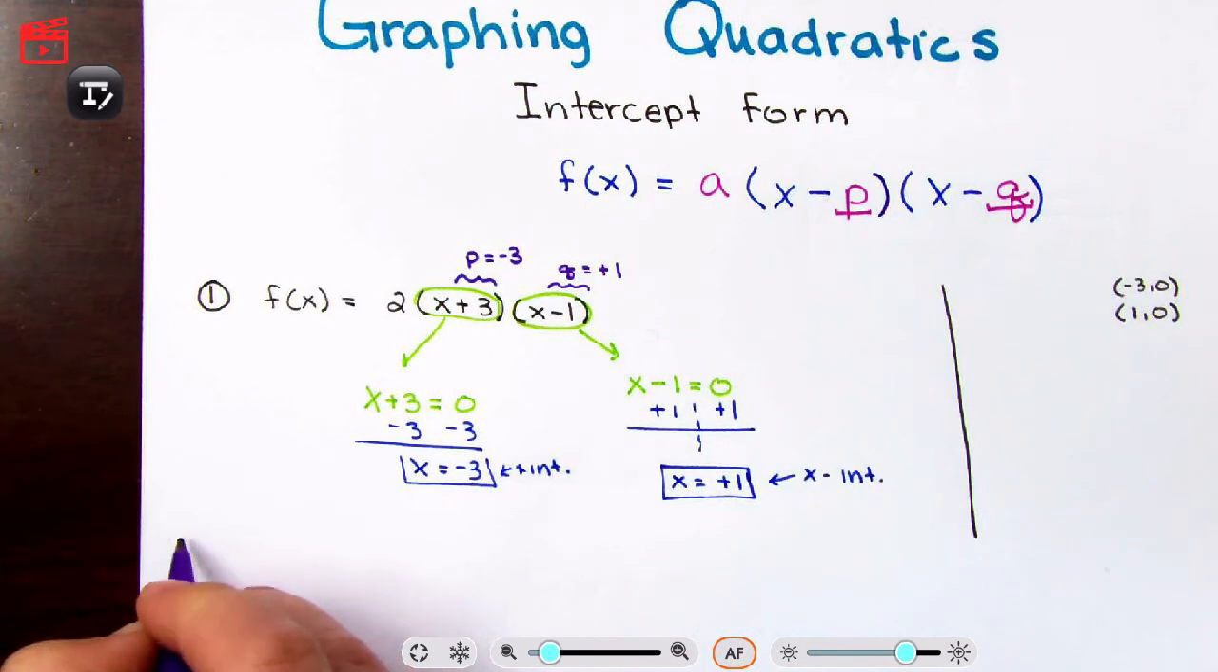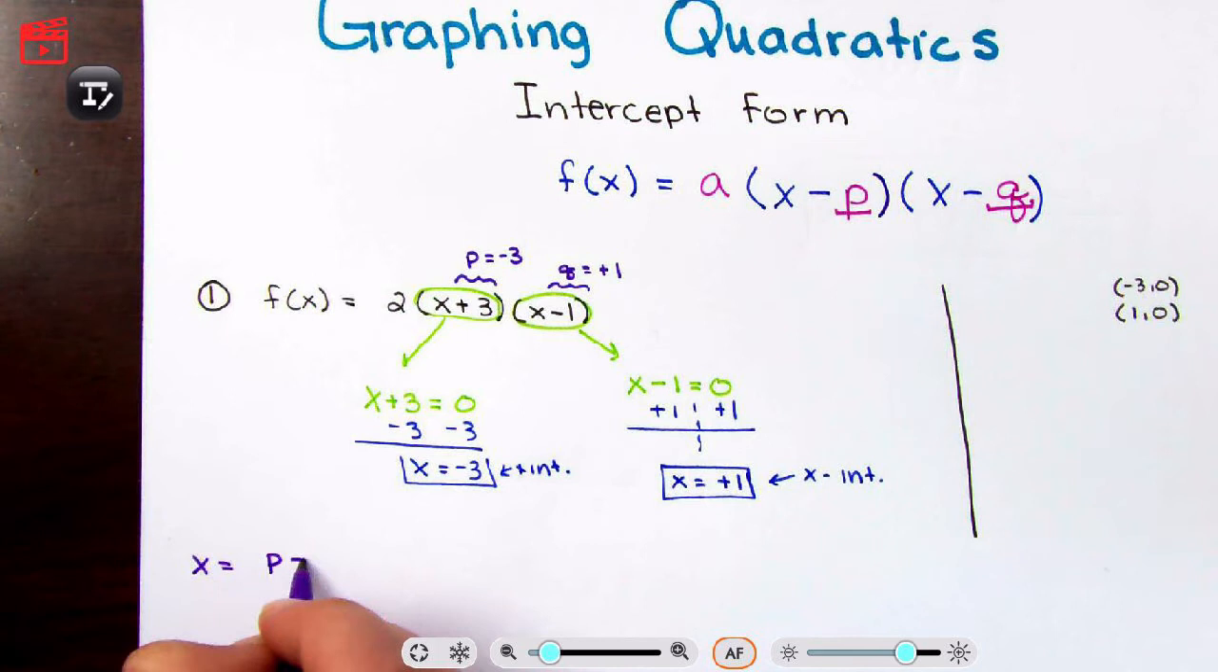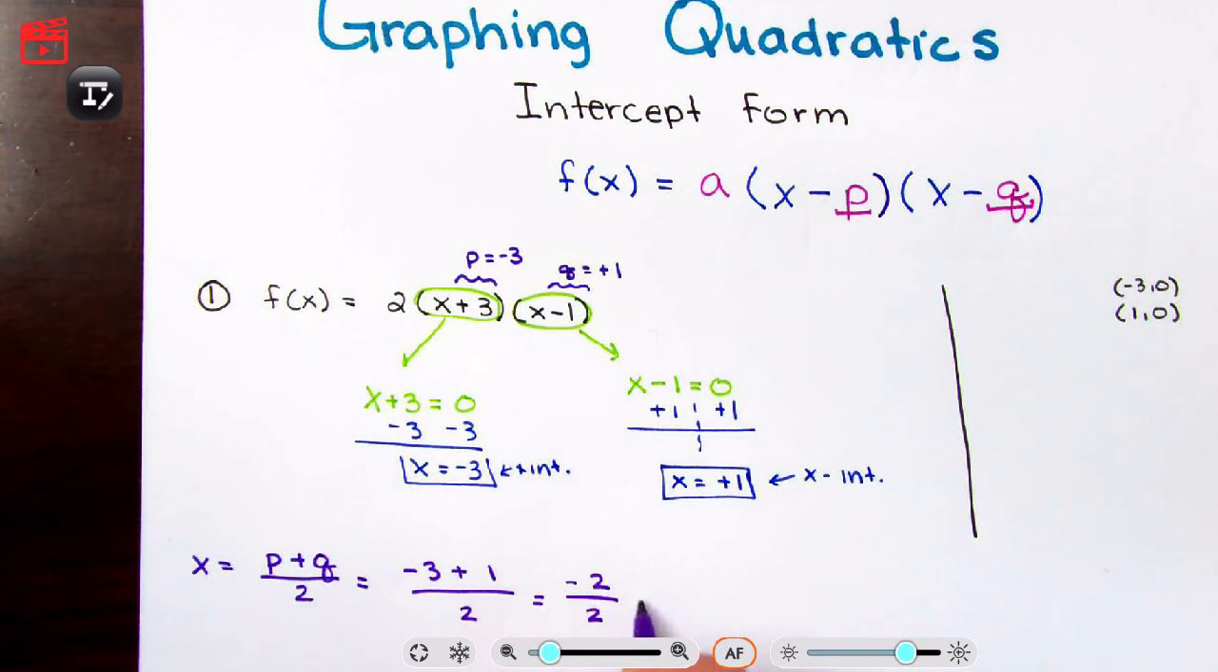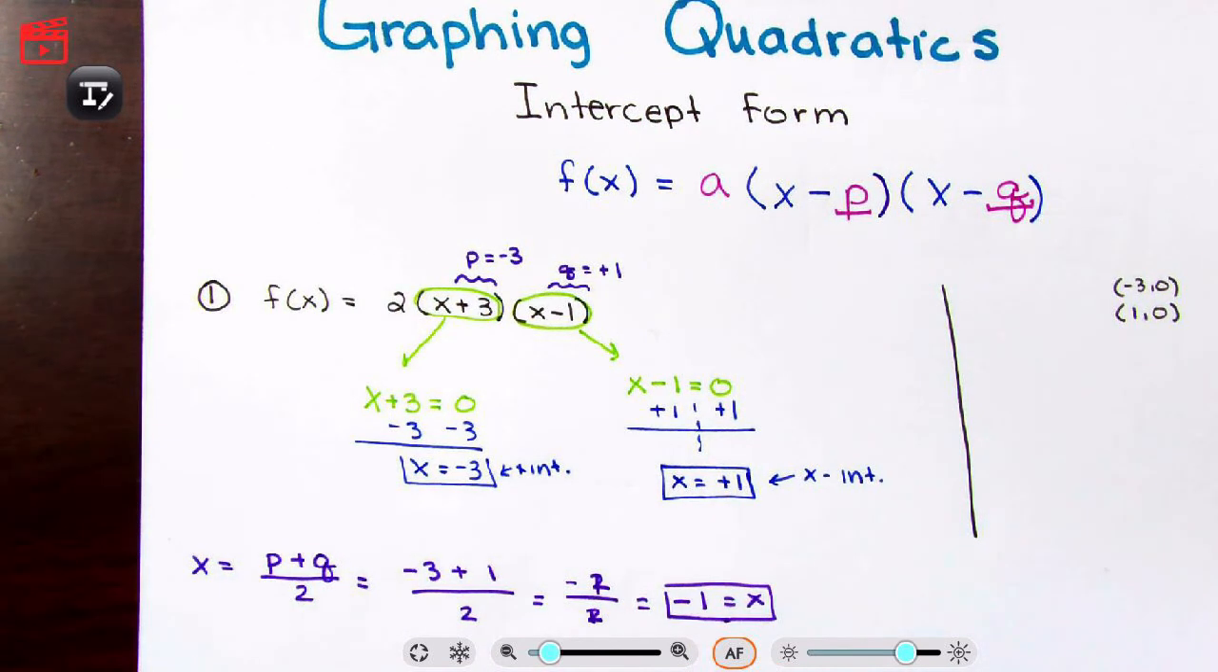So step number 2 is to find the axis of symmetry. So x is equal to P plus Q divided by 2. So we have -3 plus 1 divided by 2. -3 plus 1 is a -2. We still need to divide by 2. -2 divided by 2 is 1. I have one negative left over, so x is -1. This is our x value. So this is the axis of symmetry.